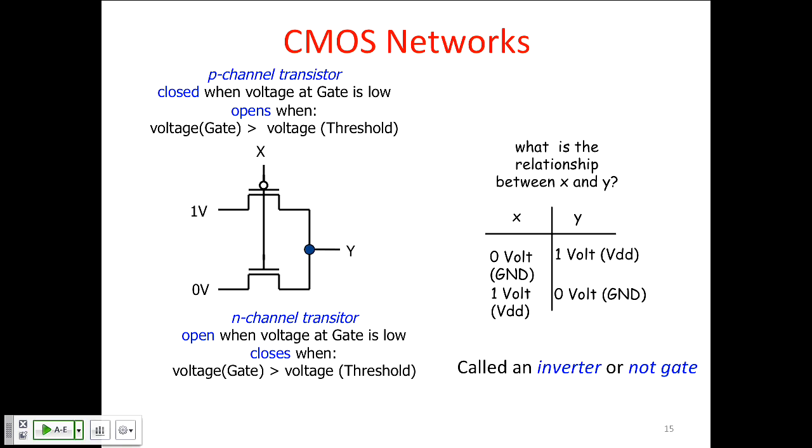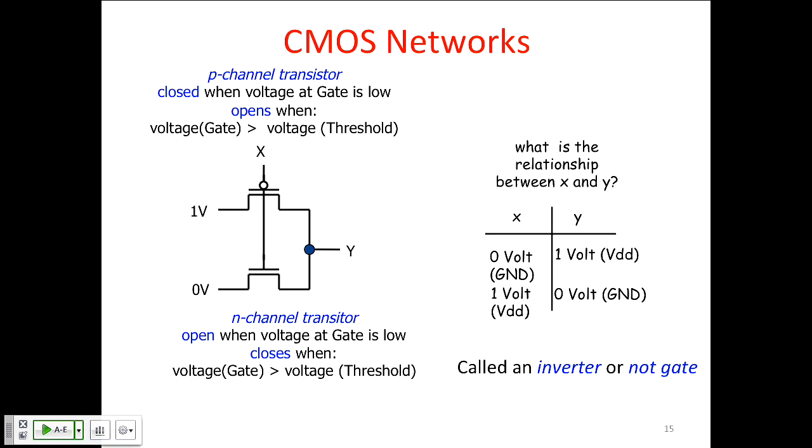A couple of things to note here. This output value is being driven from this power rail here, right? So this 1 volt is being pushed through here, not from the input. So the input doesn't directly couple to the output. It controls these 2 switches, but the actual current is flowing from the power supply to the output, not from the input to the output, okay?